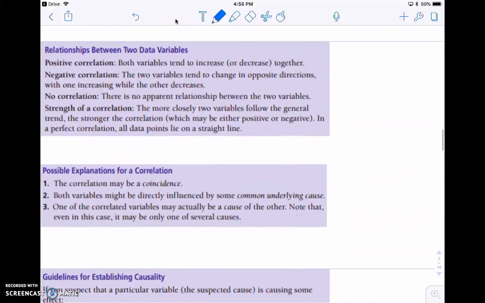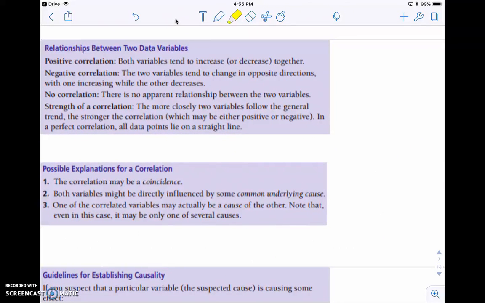But here's again just briefly the positive, negative, and no correlation. So there's those three right there. And then a little bit about strength of correlation. The more closely two variables follow the general trend, the stronger the correlation, whether it be positive or negative. There's a perfect correlation if all the data points lay on a straight line.